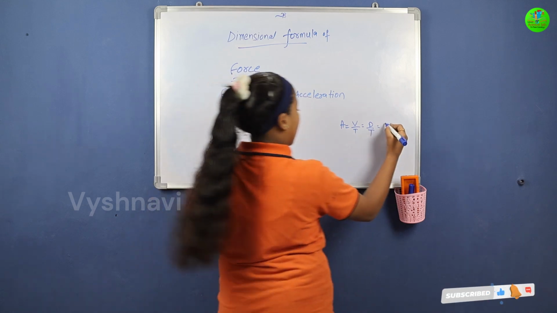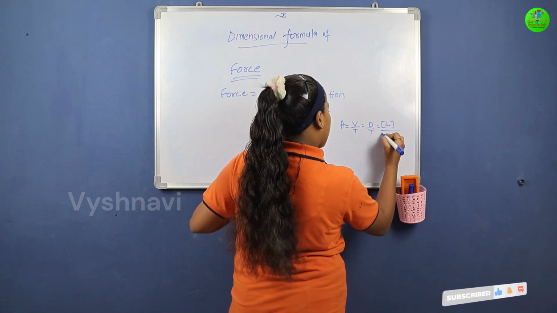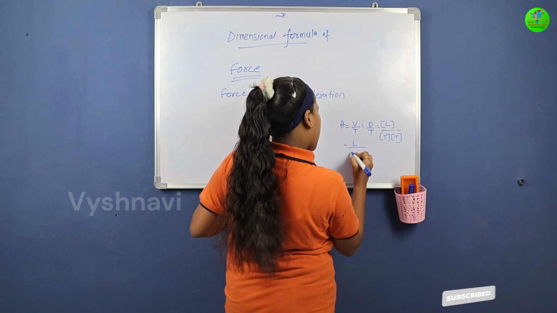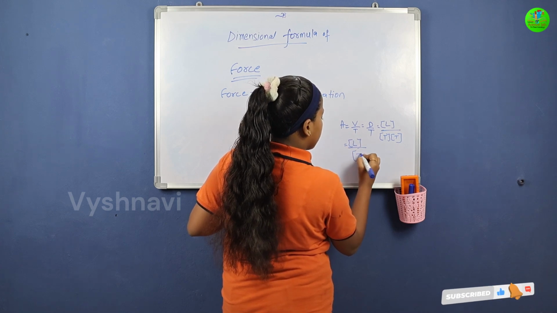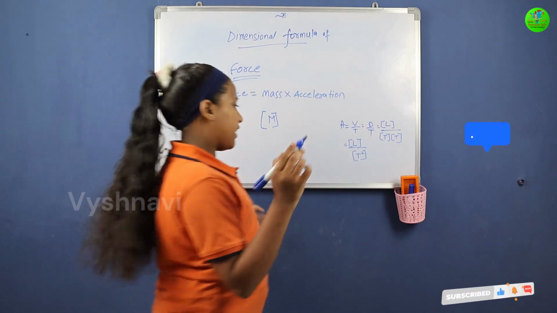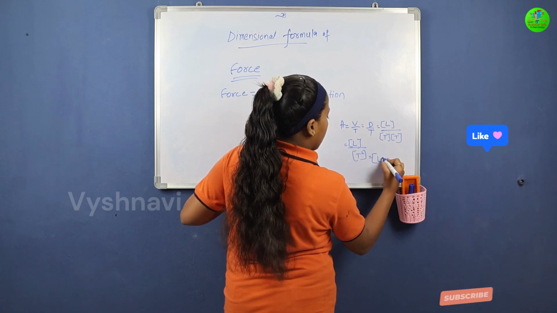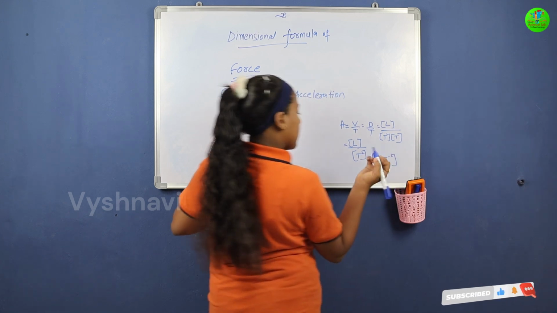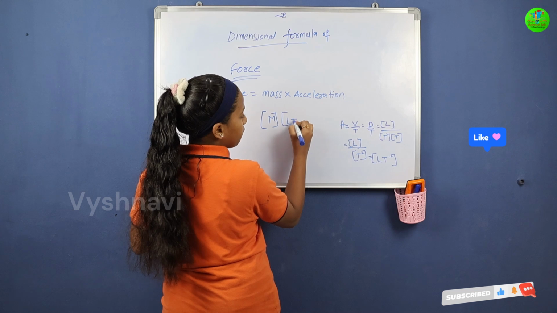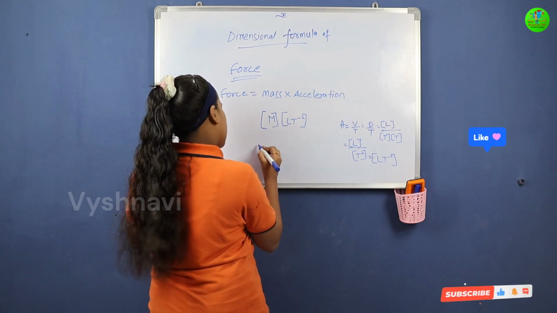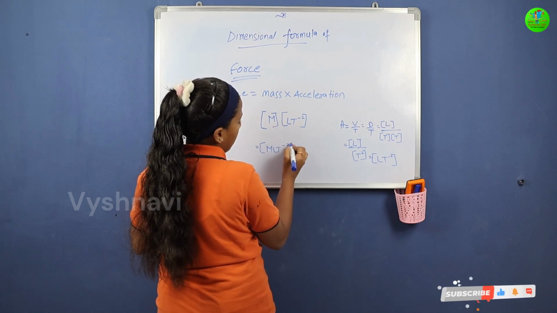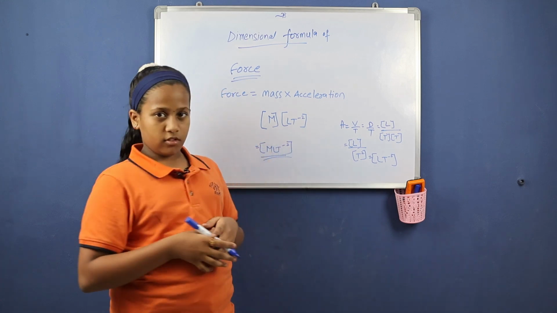Distance by time means length by T and T is equal to length by T square. What I told you, from downwards we can take upwards, it is minus 2. T power minus 2. This is the formula of acceleration. So we will write here L T power minus 2. Here we will add mass, so M L T power minus 2 is the formula of force. Thank you.